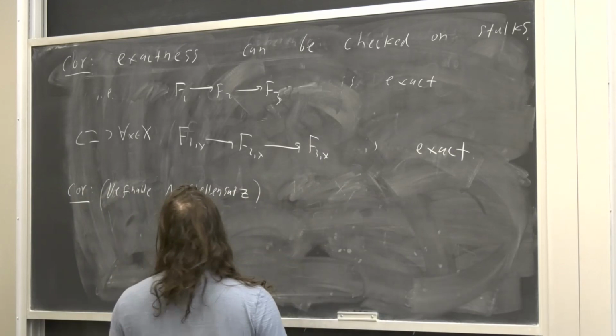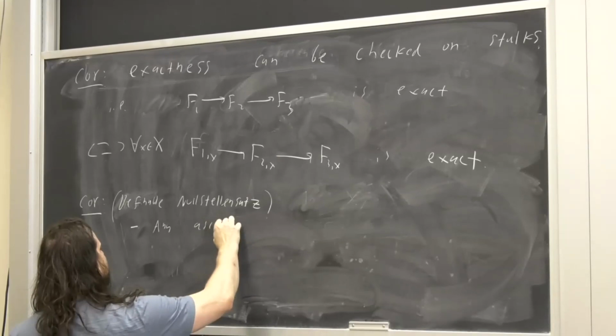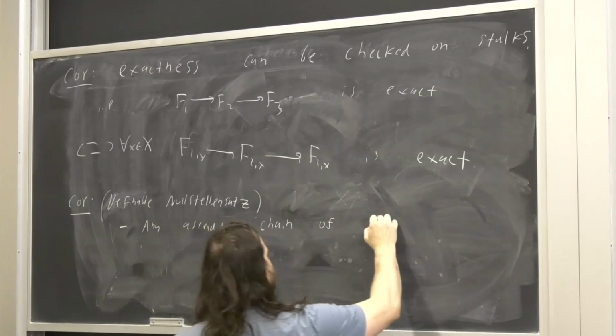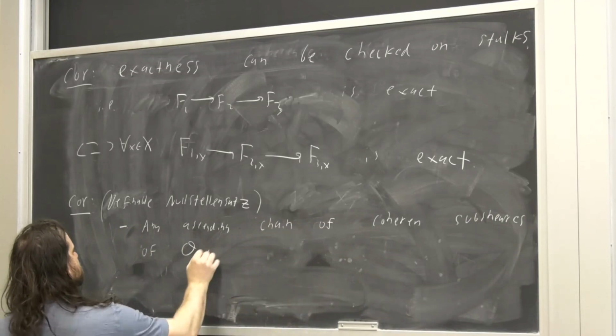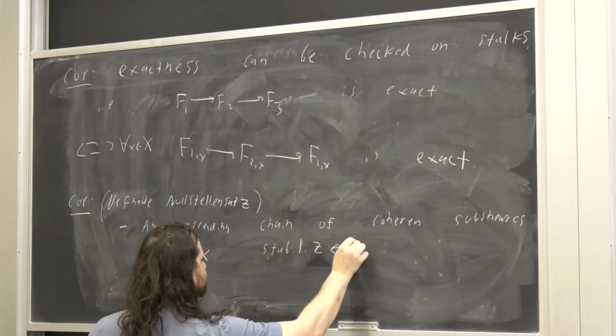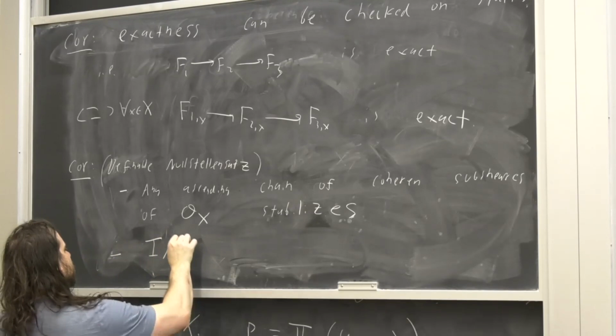So let me say there's two statements, I guess. So the first statement is that X is Noetherian. So any ascending chain of coherent subsheaves of O_X stabilizes. That's Noetherianity. And then the Nullstellensatz is that suppose that I and J are ideals of O_X, so coherent subsheaves.